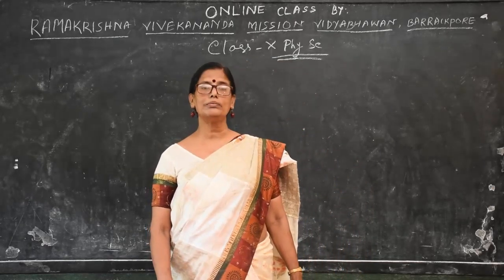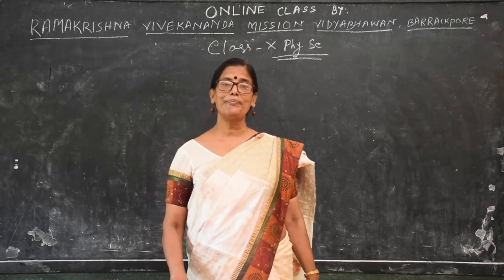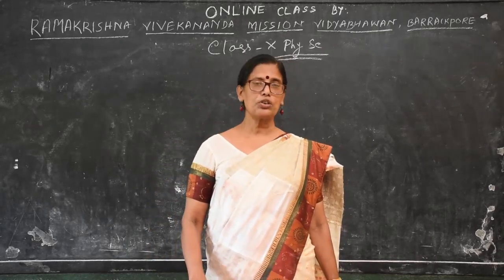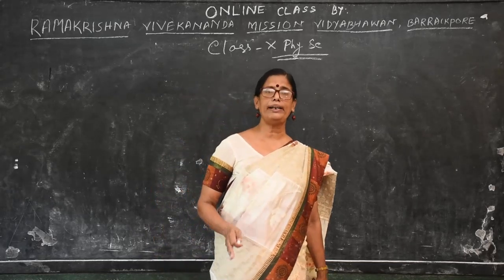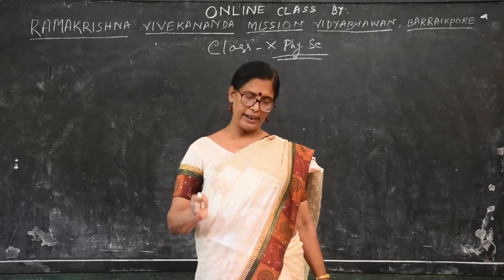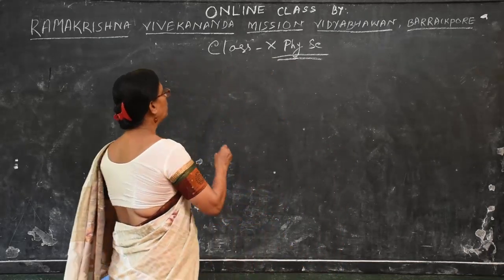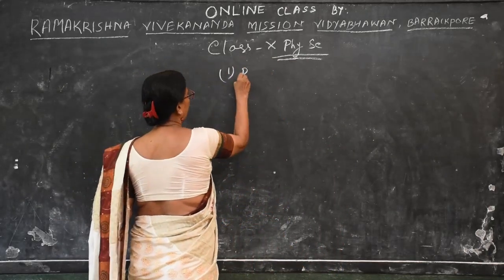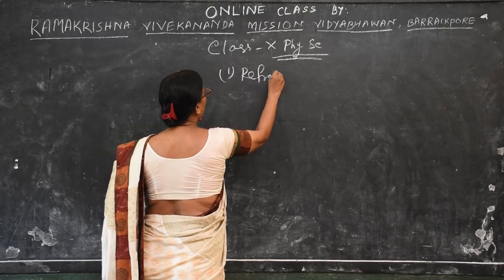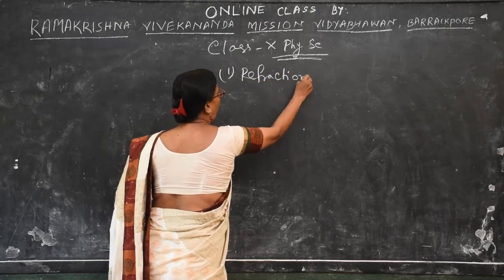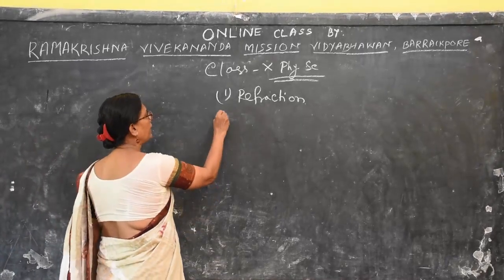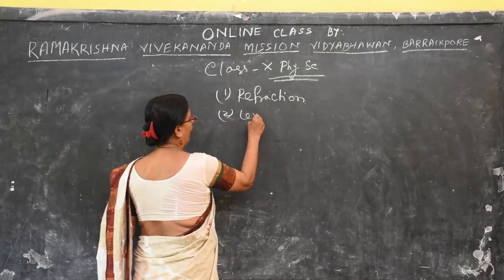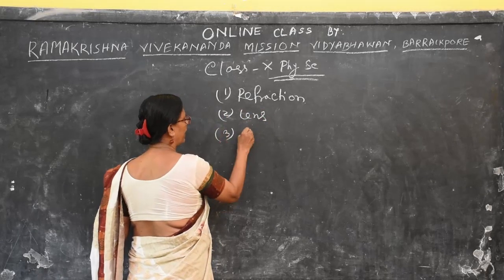The subject is light. So today we discuss about light. Light is divided in three parts. First one is the refraction. It is the easiest part of the light. So the first part is refraction, then lens, and lastly the spherical mirror.